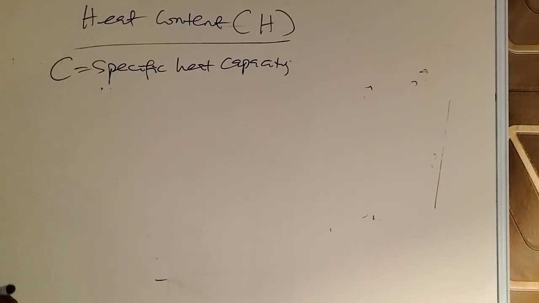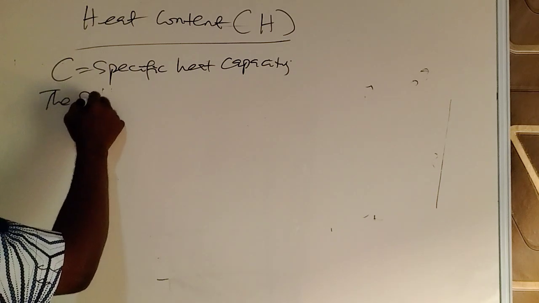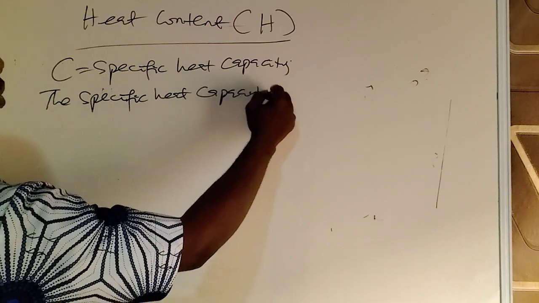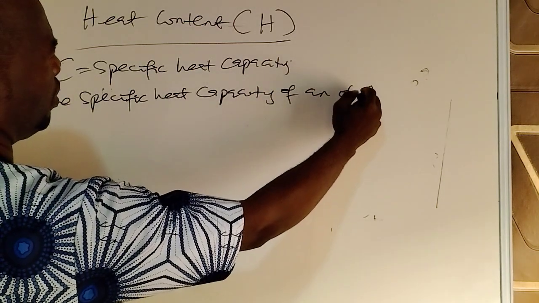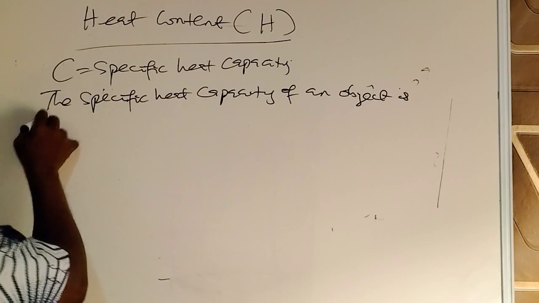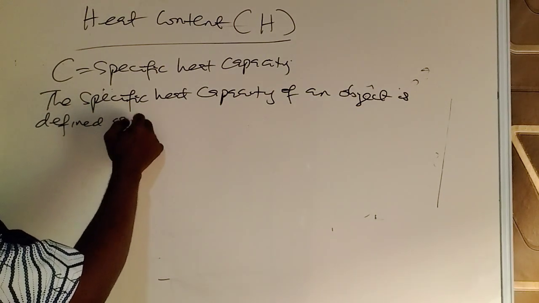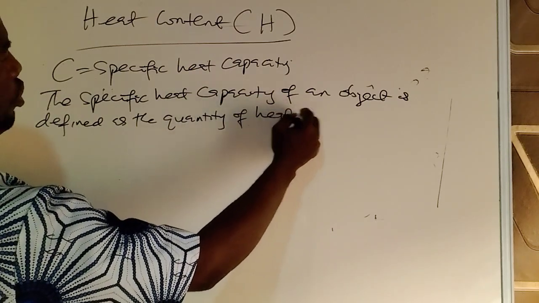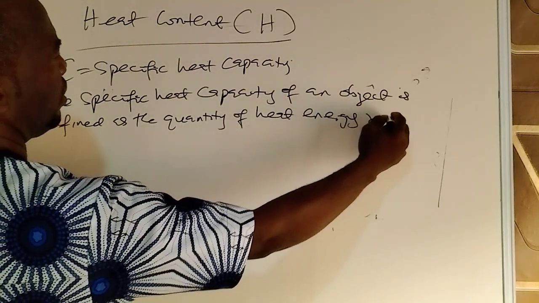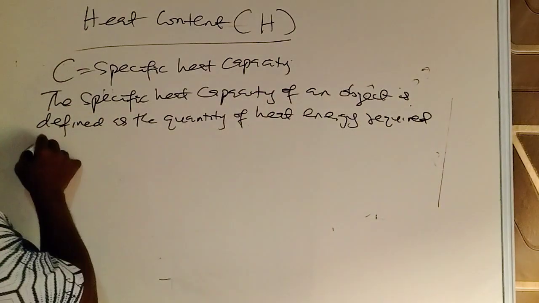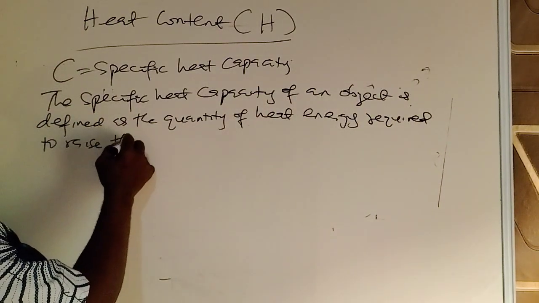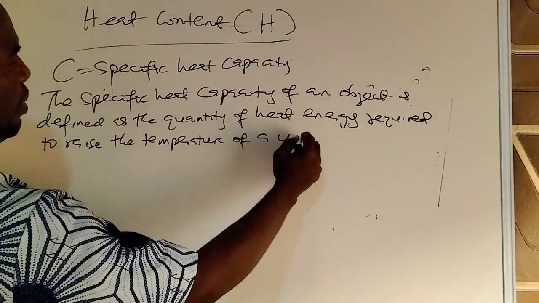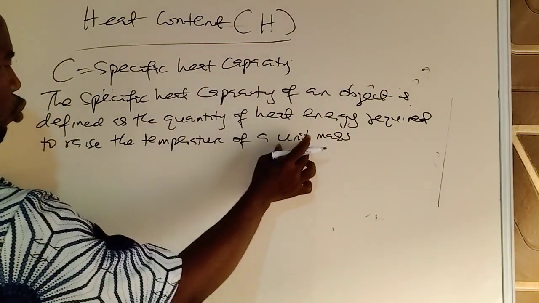So in physics, the specific heat capacity of an object or a body is defined as the amount or quantity of heat energy required to raise the temperature of a unit mass. The word unit signifies 1.